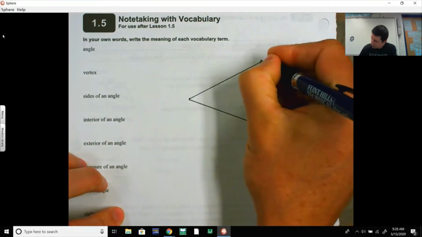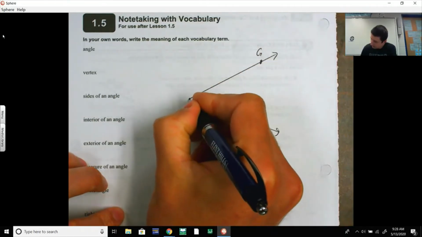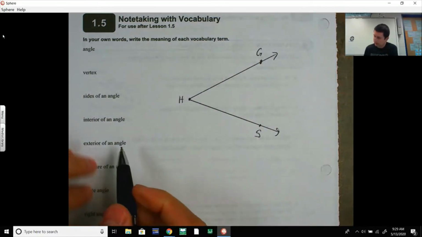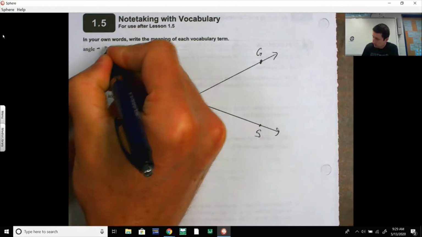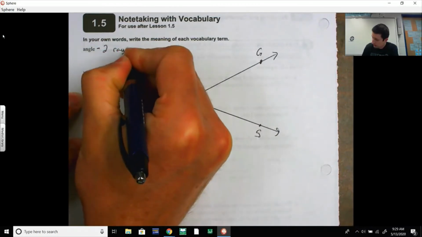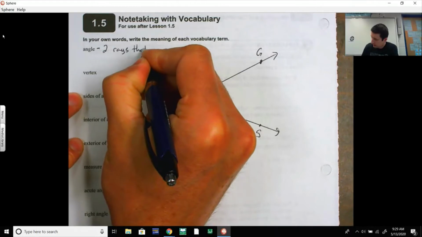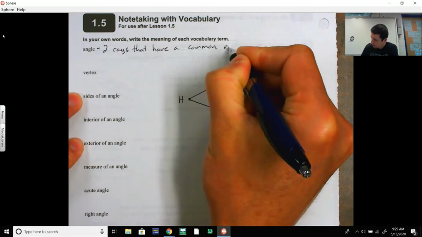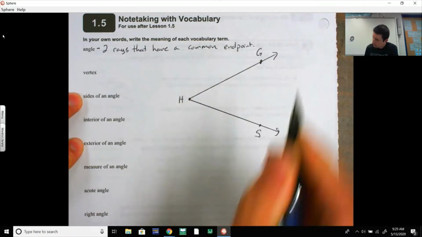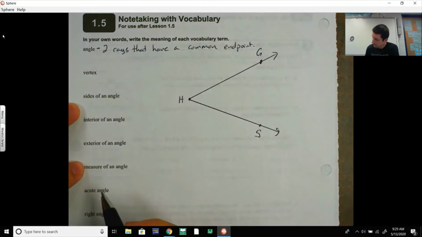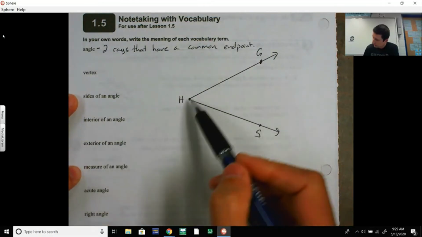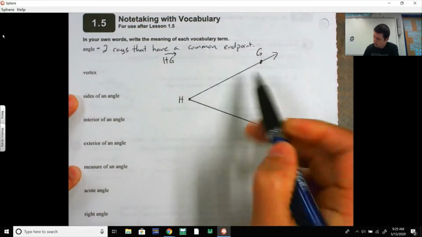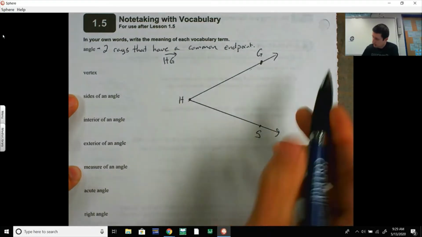Let's call this angle, I'm going to put this point up here, G. Our vertex will be H, and then S right there. So this is an angle. An angle is made up of two rays that have a common endpoint. Okay, two rays that have a common endpoint. So in this case, this angle is made up of ray HG and ray HS.